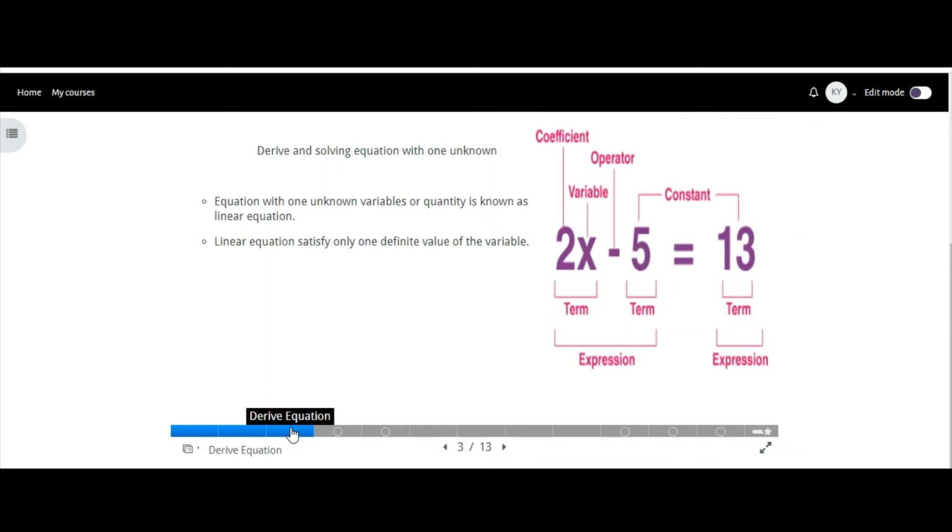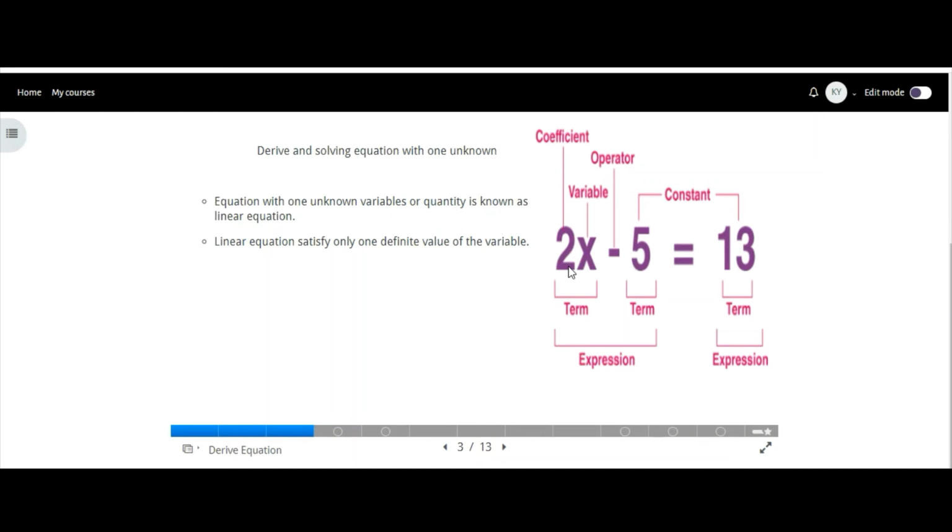Now let's look at how to derive and solve an equation with one unknown. When you're talking about an unknown, what does that mean? It means that you are looking for a letter, something like finding x, finding y, or finding z. Such letters in mathematics are referred to as unknowns. An equation with one unknown variable is known as a linear equation. A linear equation satisfies only one definite value of the variable. So we have an example of a linear equation here.